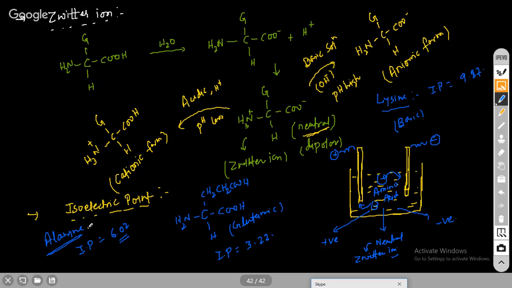So write down one point here. Because of a strong acidic group, a neutral amino acid will not have pH value 7.